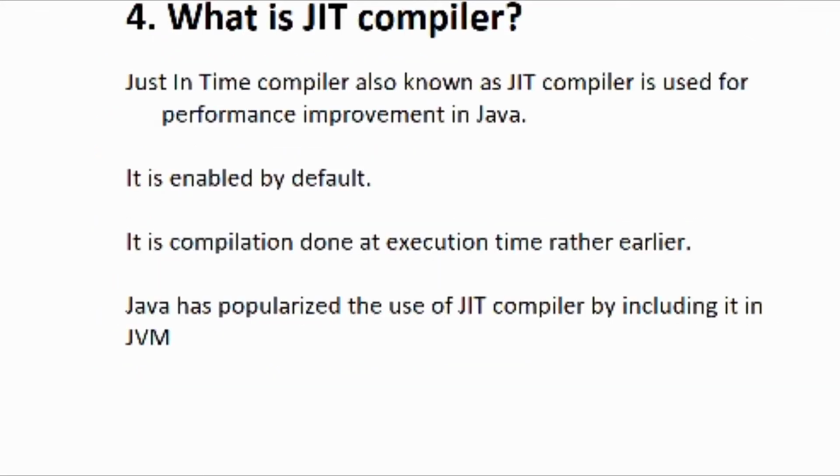4. What is JIT compiler? Just-in-time compiler, also known as JIT compiler, is used for performance improvement in Java. It is enabled by default. It is compilation done at execution time rather than earlier. Java has popularized the use of JIT compiler by including it in JVM.